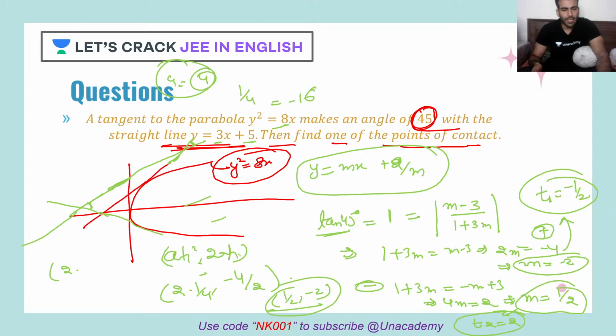SYM 24, the answer is not minus 6 by 5 and 7 by 5. I guess you meant something else. We are getting 1 by 2 comma minus 2. This is the answer, one point of contact. For T2 you can find the other point also. For T2 it turns out to be what? 8 comma 8. So it's 8 comma 8 for the second point of contact.